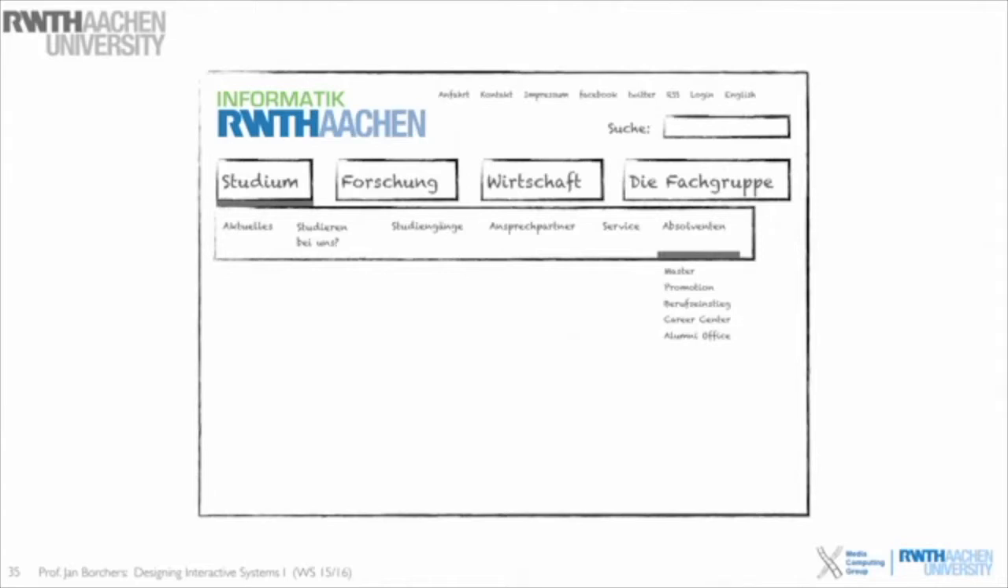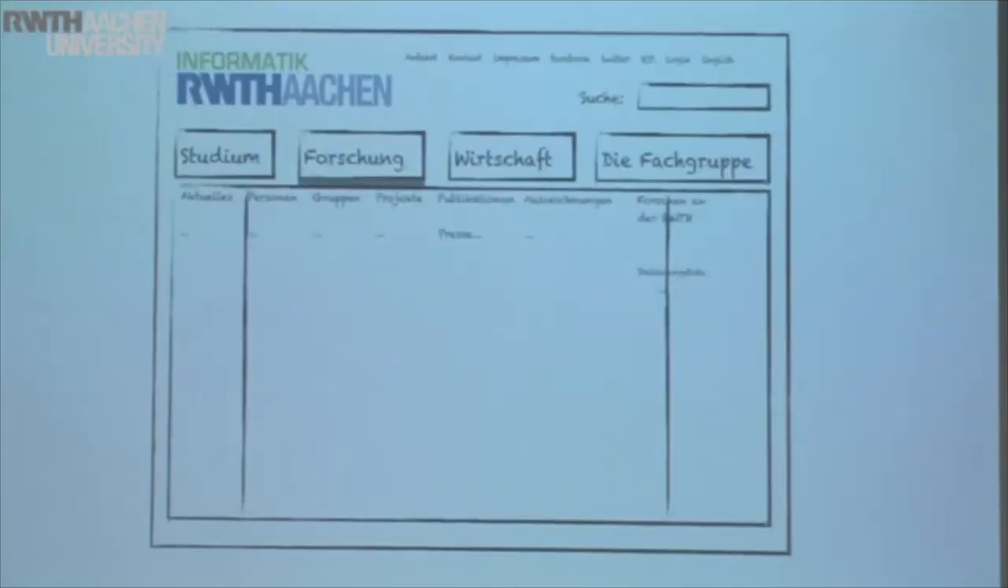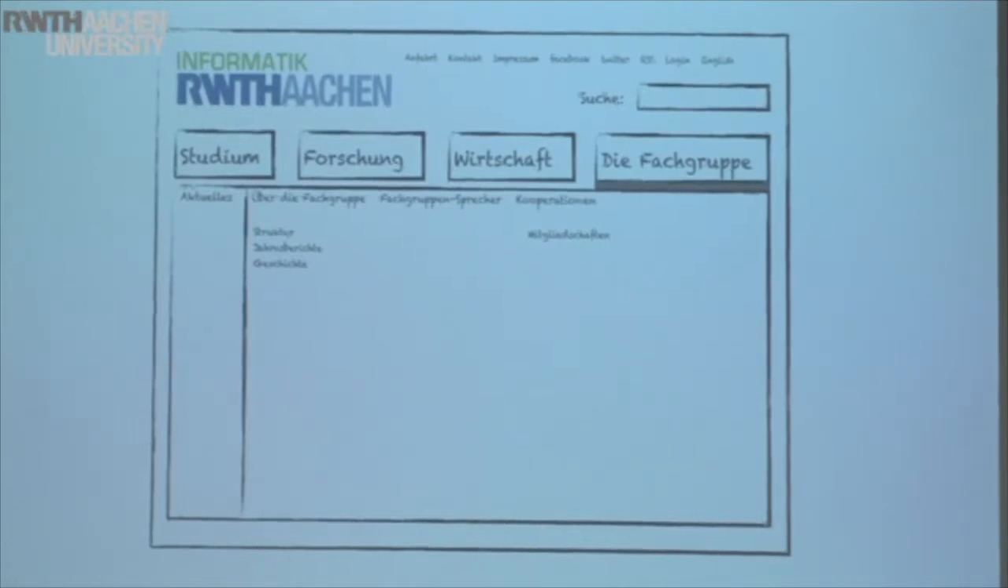OK, so that's one example. And then similar first level things were also here under research, and under talking to the folks in industry, and about the computer science department itself, like the list of faculty that we have, what professors are there, and so on. Okay, so that was an example.